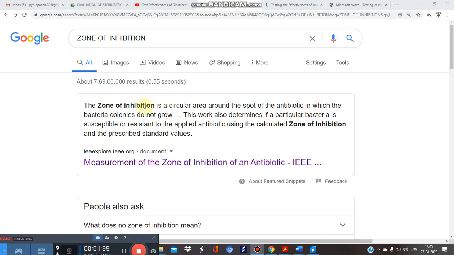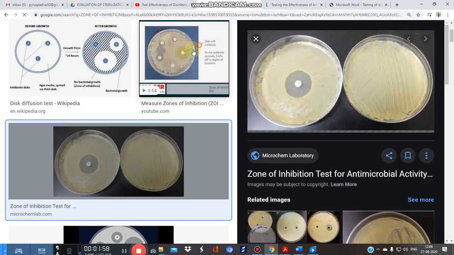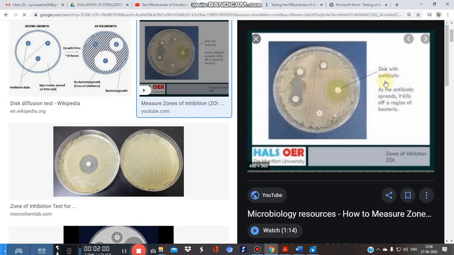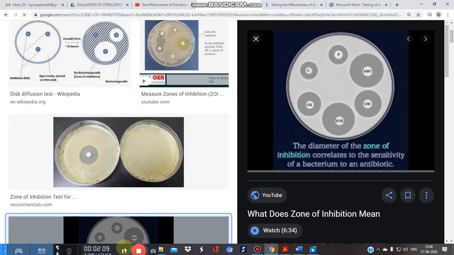Just see the meaning of zone of inhibition. So it is a circular area around the spot of an antibiotic. So this is the zone of inhibition with respect to the antibiotic. Okay, because you know antibiotics can be active against different types of microorganisms. So what they will do, they will create a circular area or spot in which the bacterial colonies do not grow. Just see the images of zone of inhibition. What does it look like? Just see this. So this is the zone of inhibition. Here it is, disc with antibiotic. So these are the various types of zones that appear against different types of microorganisms.